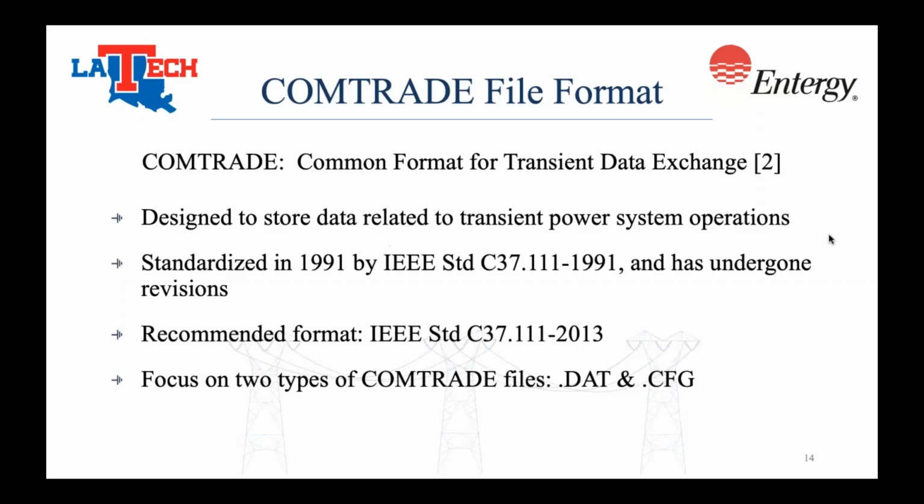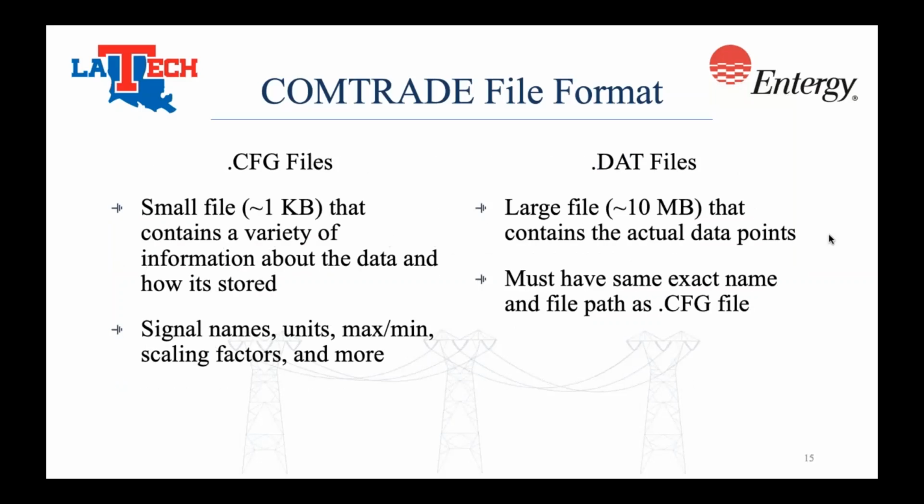This demonstration will focus on two main types of Comtrade files, the DAT and the CFG files. The CFG files are small and they contain a variety of information about how the data is stored. They're typically around 1 kilobyte and contain things like the sampling rate, signal names, unit, min and max value, and more. The DAT files are much larger and they contain the actual data itself, and they must have the exact same name and file path as the companion CFG file to load properly.